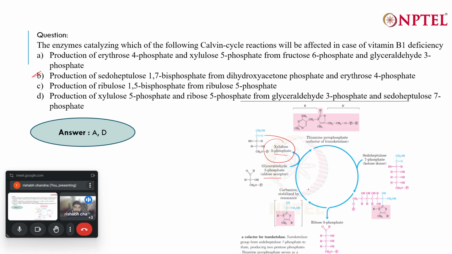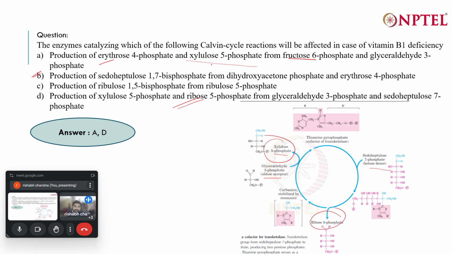Okay, and in the second reaction, the sedoheptulose 7 phosphate is converted to ribose 5 phosphate. So option A is erythrose 4 phosphate and xylulose 5 phosphate from fructose 6 phosphate and glyceraldehyde 3 phosphate. So yes, this is correct. Then xylulose 5 phosphate and ribose 5 phosphate from glyceraldehyde 3 phosphate and sedoheptulose 7 phosphate. So this is also correct.